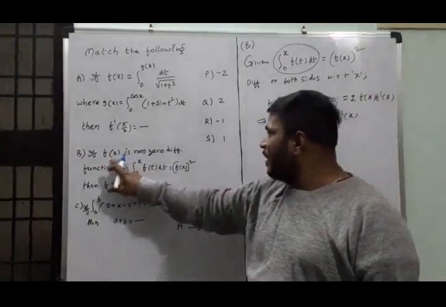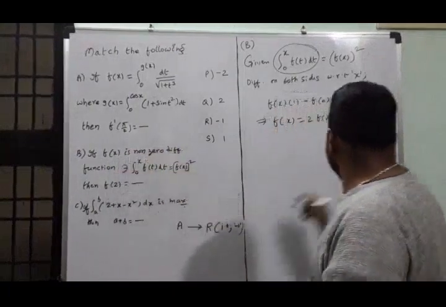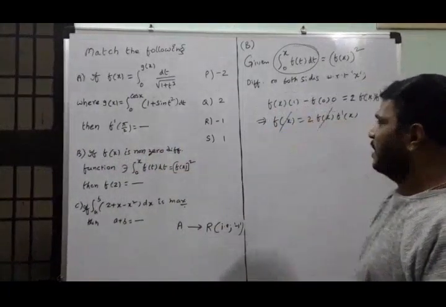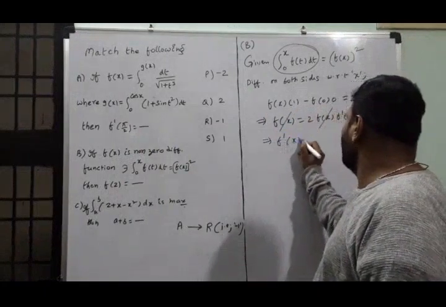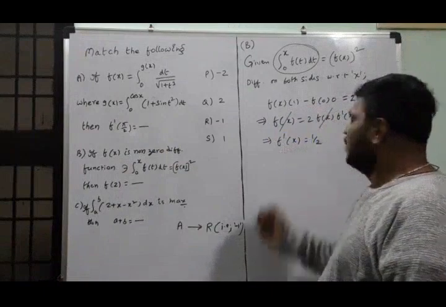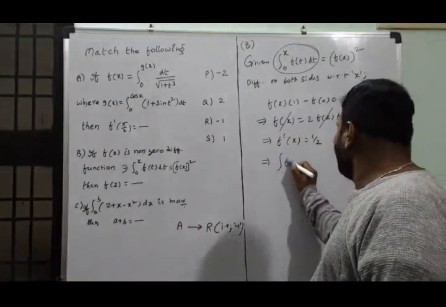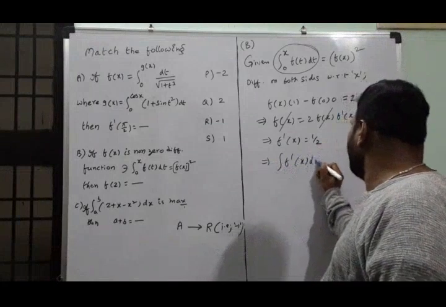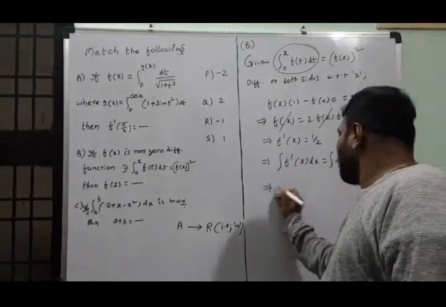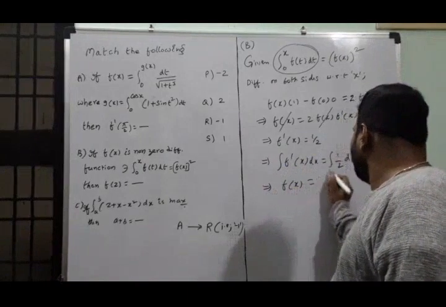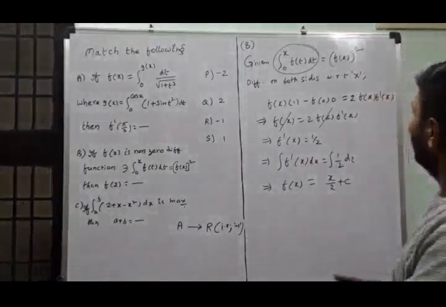What is given? f(x) is a non-zero differentiable function. Non-zero function, so you can cancel f(x). Then f'(x) is equal to 1 by 2. Now integrate both sides: integral f'(x) dx is equal to integral 1 by 2 dx. So you will get f(x) is equal to x by 2 plus constant c.